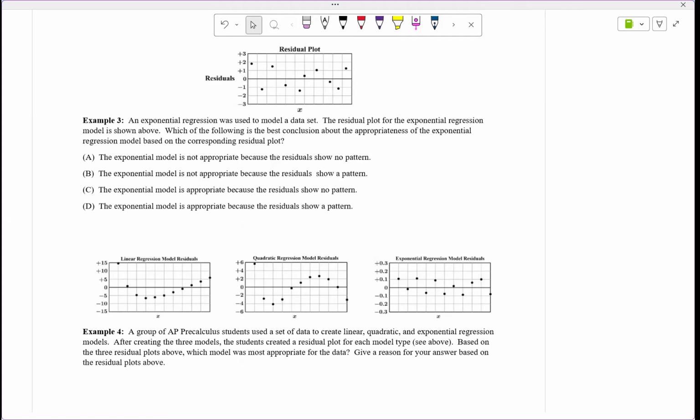Okay, so I'd like to know your answer for example 3. Is it A, B, C, or D? Take a look around and see what people are saying. I see a lot of C. I'd like to hear from Judy. What do you think? Is it C? And why?